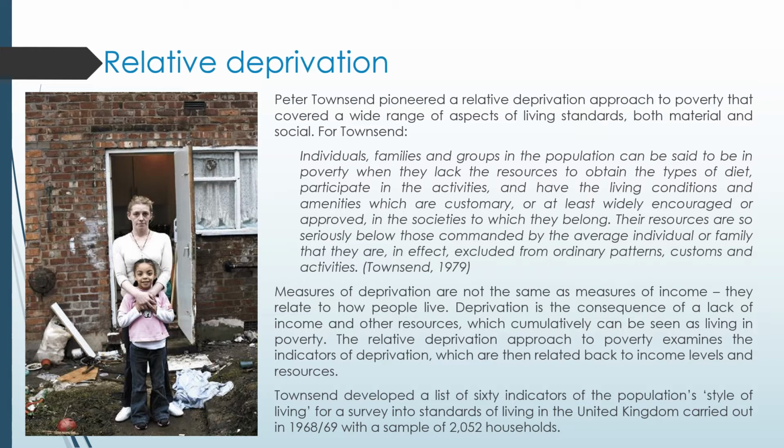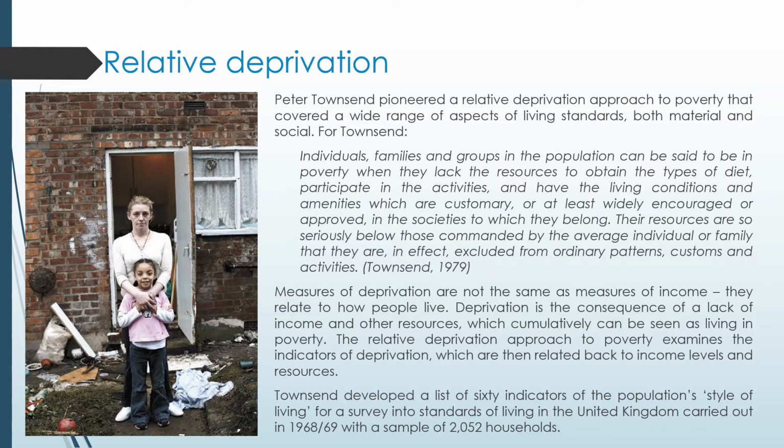And what he found, as it says in this quote here, that individuals, families and groups in the population could be said to be living in poverty if they lack the resources to obtain the types of diet, participate in activities, and have the living conditions and amenities which are customary or at least widely encouraged or approved in the societies to which they belong. Their resources are so seriously below those commanded by the average individual or family that they are in effect excluded from ordinary patterns, customs and activities. So that was Townsend's measurement.